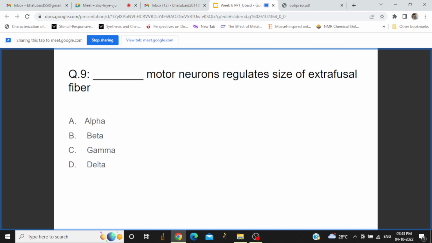And what about the extrafusal fibers? Which type of neurons, alpha, beta, or gamma? Alpha motor neurons regulate the contraction. Size means that when they contract, the size decreases, and when they relax, the size of the fiber increases. Muscles contract only after innervation from the motor neuron. When the motor neuron gives the signal, they contract. So here the answer is alpha motor neurons. They regulate the extrafusal fibers.